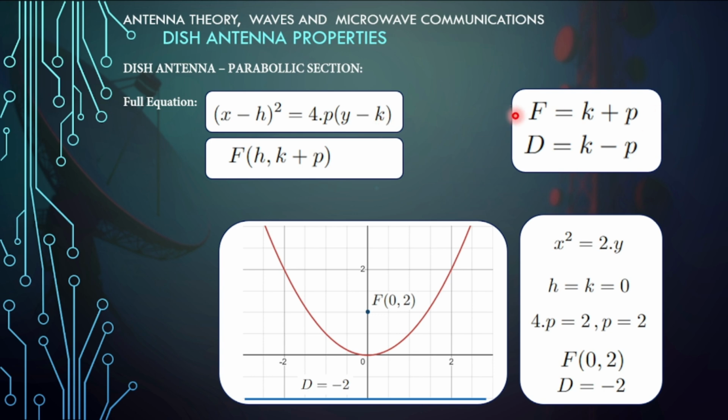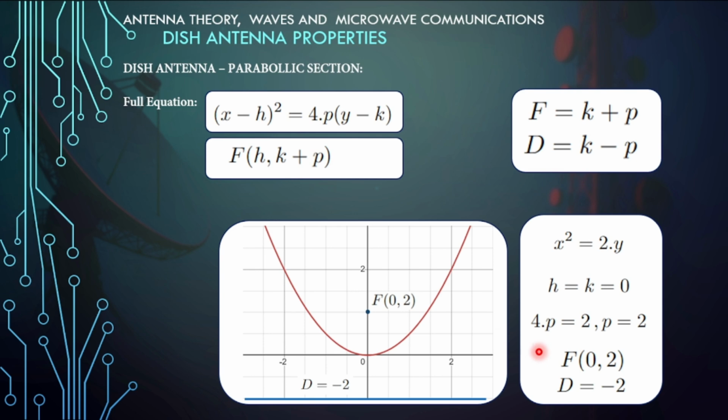Now p, you can measure it based on the equation, by replacement of different parameters. So here in such a case, let's say x squared is equal to 2y. So 4p is equal to 2, p equals 2 also. So the focal point is equal to k plus p, which is 0 plus 2. That's the focus of the parabola.